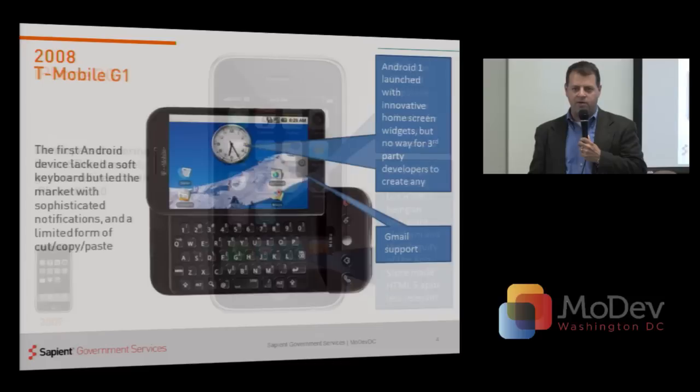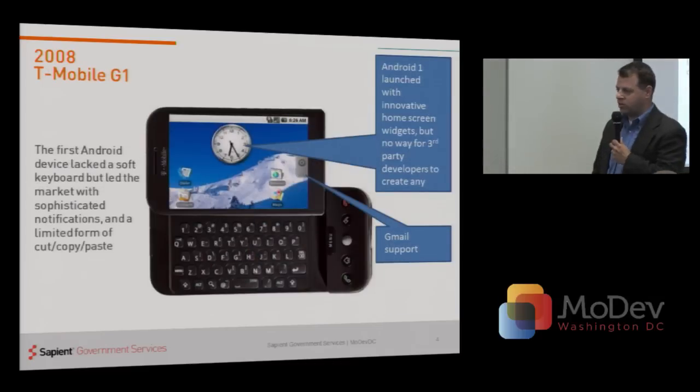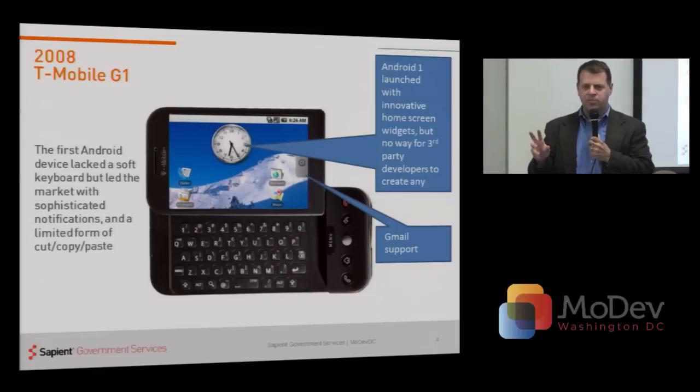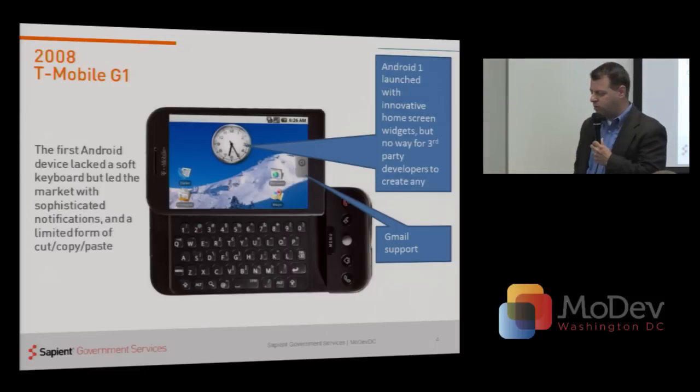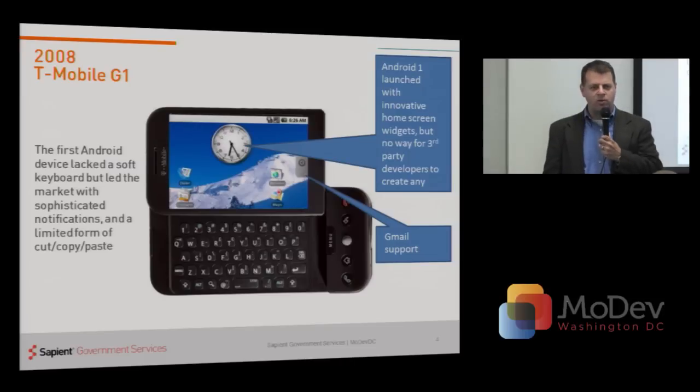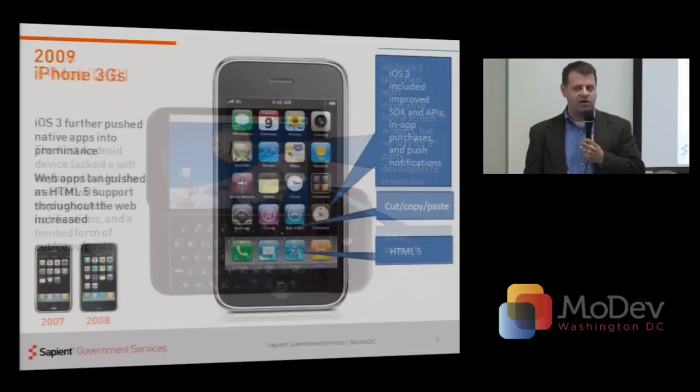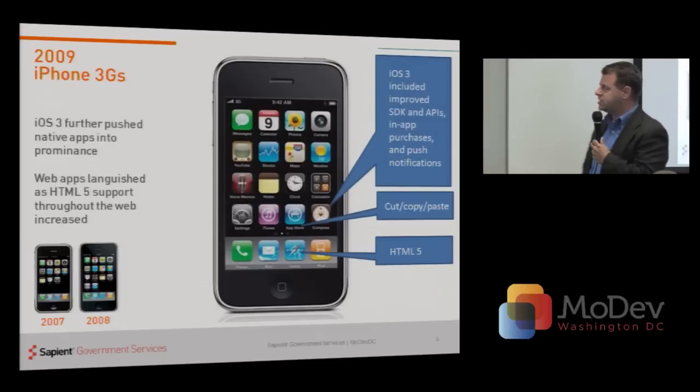But let's not just talk about Apple, let's also talk about Android. The initial T-Mobile G1, the first real Android device, on Android 1, Android 1.1, similar story. Really interesting widgets on the homepage, no way to develop for them from third parties. Sounds familiar, but Gmail, it's there, and it works really well from day one, still does today.